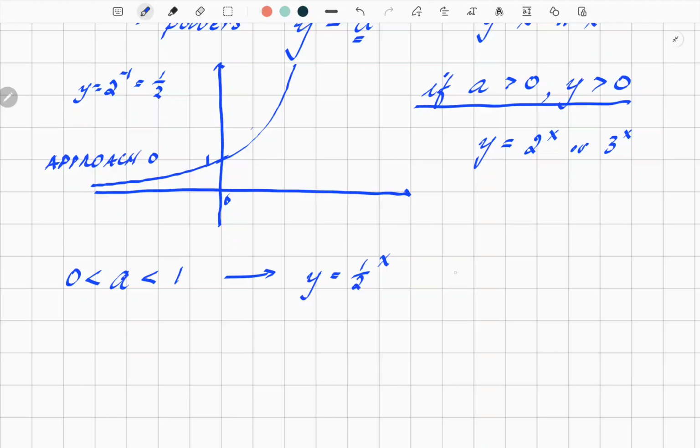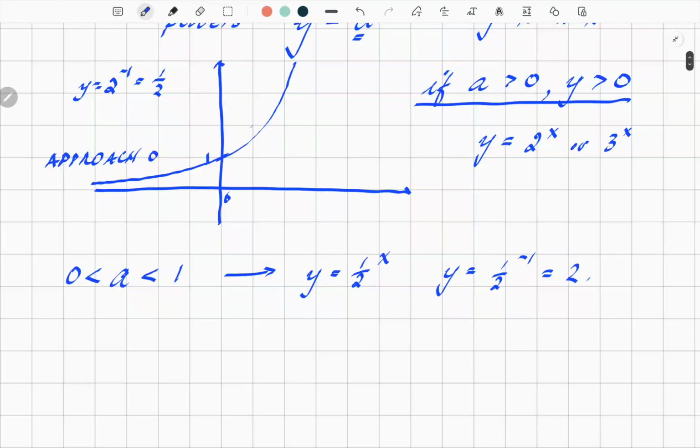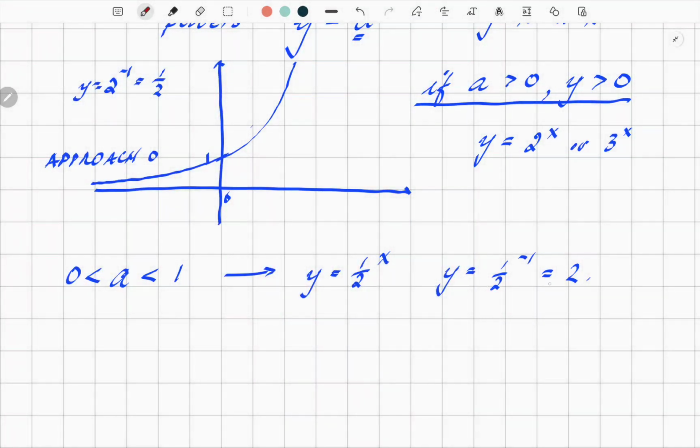If you have a negative power, so half to the power minus 1. Exactly. So it's the opposite way around. If I were to draw that on the same thing, let me just get my color up there. If we had this, it would mirror exactly that other one. So it would do something like that. So it flips around.